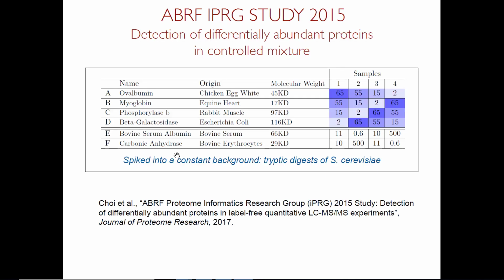This is a study which our group was involved in. In fact, Mina, who is here, did a lot of work as part of this study. This study was organized by the Association of Biomedical Resource Facilities. I hope that many of you are familiar with that. ABRF is an organization which brings together people who work in core facilities in different areas.